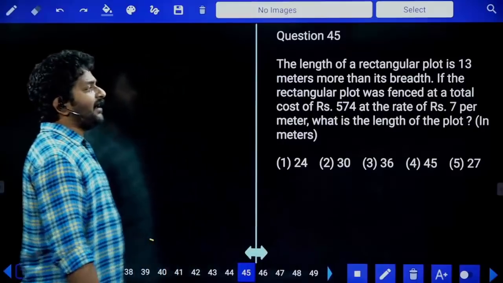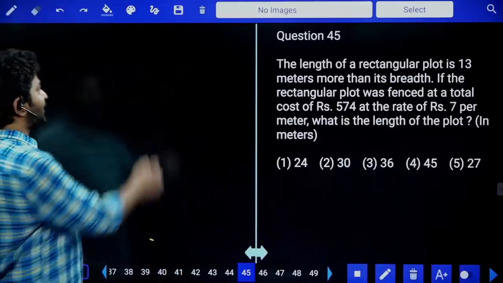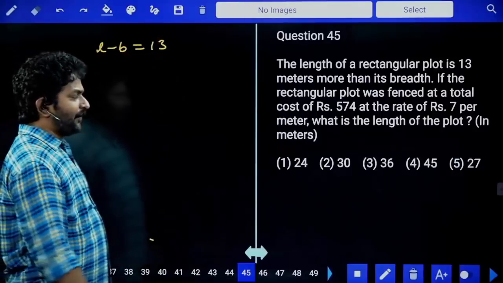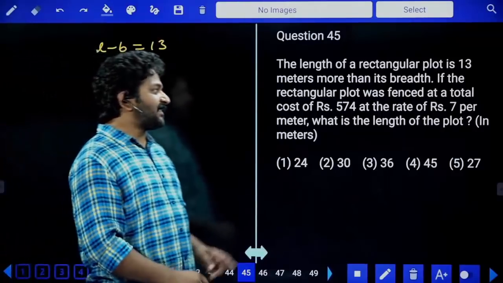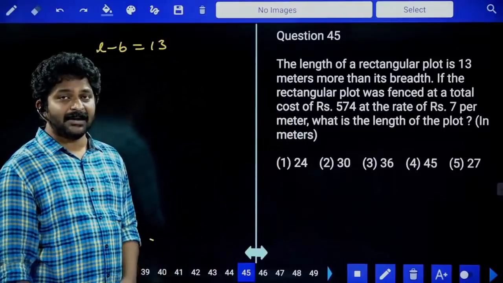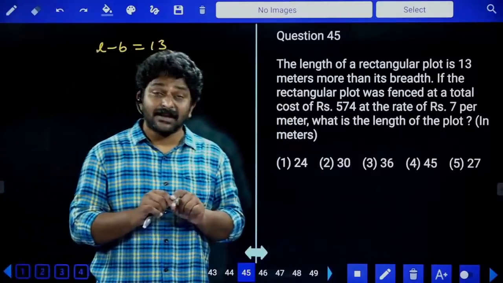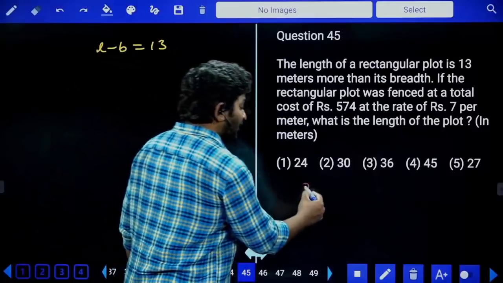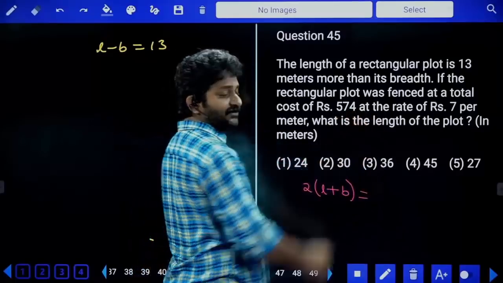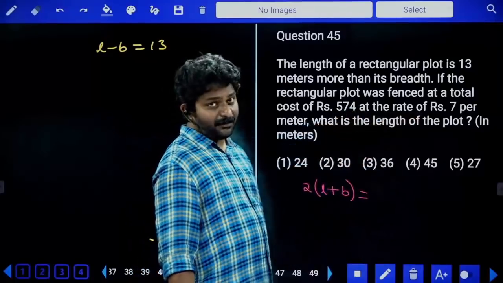Next. The length of a rectangular plot is 13 meters more than the breadth. That means the difference between length and breadth is equal to 13. The rectangular plot was fenced at a total cost of 574 rupees at the rate of 7 rupees per meter. Fencing is done for the perimeter only. The perimeter of the rectangle is 2 times L plus B.